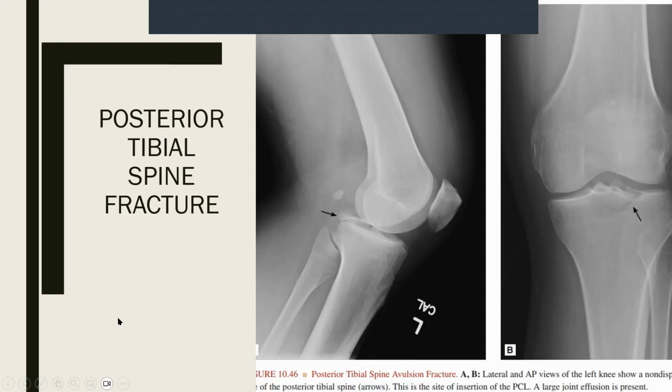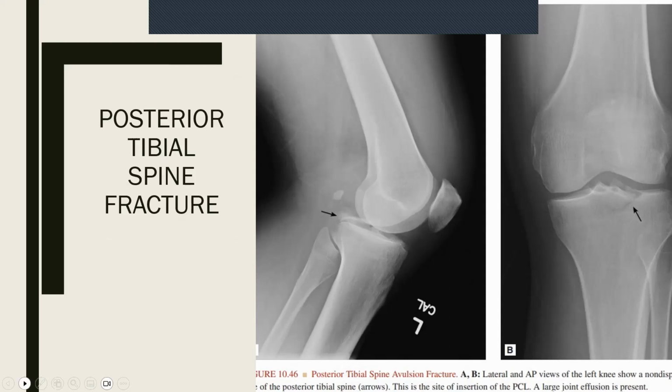So this is the one type of fracture that you may find, which is a posterior tibial spine fracture. There you can see that it's actually lifted off. And of course, if you see a fracture like this, the main thing is the fracture. The ligament injury would be found later by the orthopods.